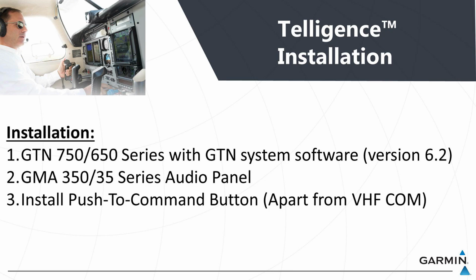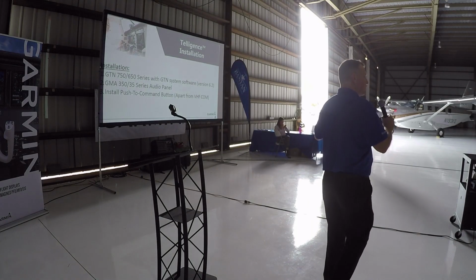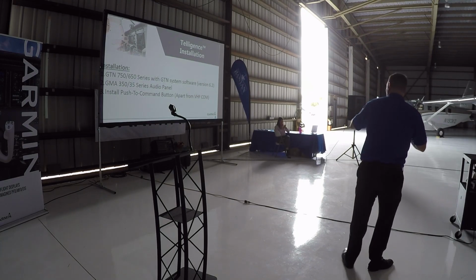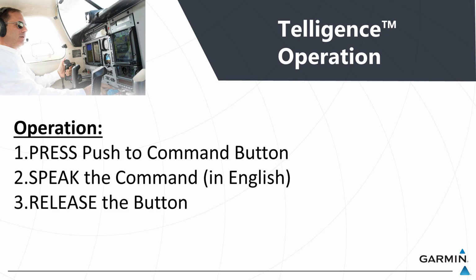Okay, so the voice command, you need 3 parts for voice command. You need a GTN 750, you need the GMA 35 audio panel, or 350, you need the push to command button. And usually if you fly an airplane with a yoke, they put it on the right trigger finger, because most airplanes have the left trigger finger for your VHF comm. So you push the button, you speak the command in English, you just connect this here, and release the button, and then it'll carry out those 300 commands.